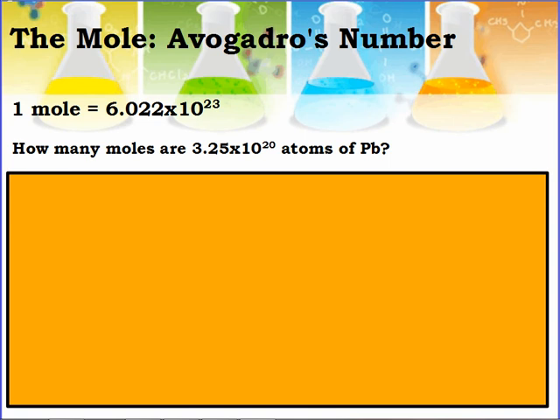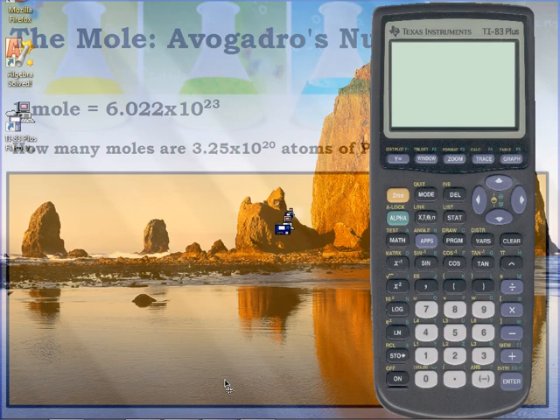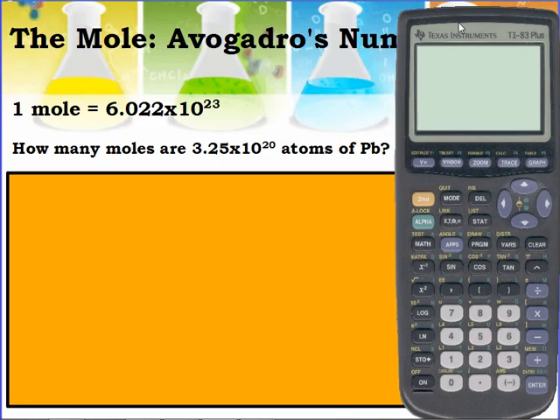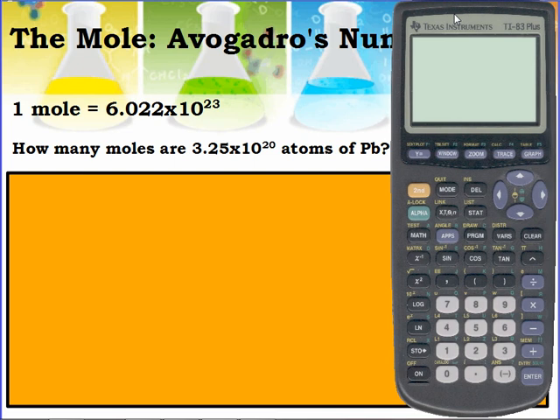Okay, here's the fun part. I would like you to pause your screen and grab your graphing calculators. I'll be here when you get back. As a matter of fact, I'm going to grab my graphing calculator. Here it is. The question: how many moles are 3.25 times 10 to the 20 atoms of, is that plumbum? Well, it is plumbum, but we call it lead.